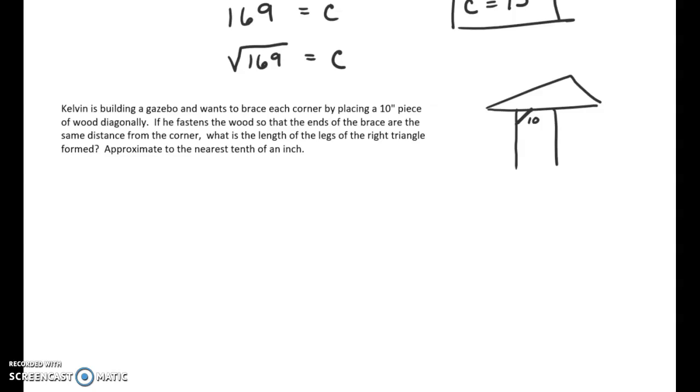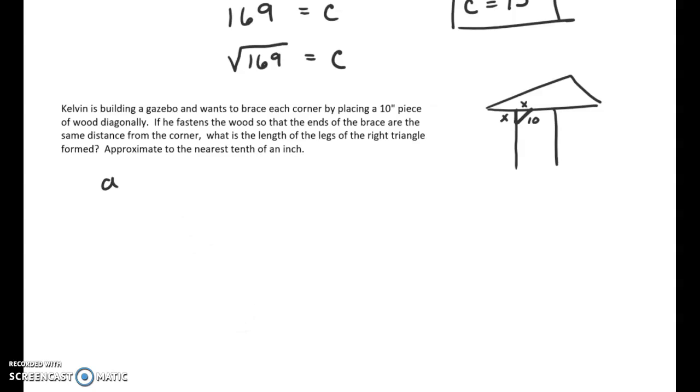All right. Now he's going to fasten the wood so that the ends of the brace are the same distance from the corner. What that means is that this distance here, we don't know it, we'll call it X, but it's going to be the same distance as over there. So those two distances are the same, X for both legs. So there's like a little right triangle in there. Hopefully you can see that. All right. And then it asks us, if he fastens the wood, what is the length of the legs of the right triangle formed? Approximate to the nearest tenth of an inch. So we're going to need a calculator for this, probably, because it says approximate. But first, let's set up the equation.